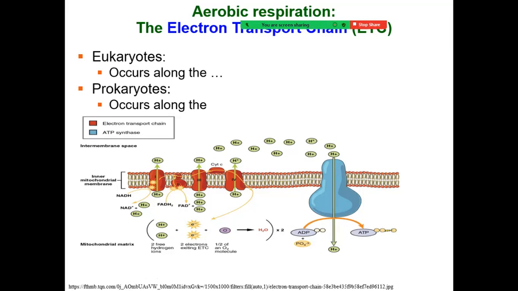There's more positive charges on this side of the membrane. Sorry, my mouse is dying. On this side of the membrane than that side. And then there's just more hydrogen on this side than that side. And so that makes an electrochemical gradient, and that makes potential energy.